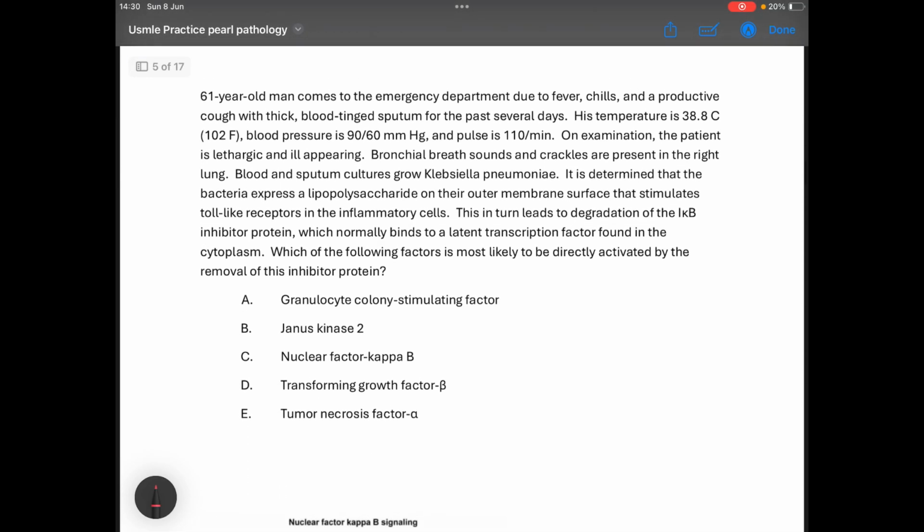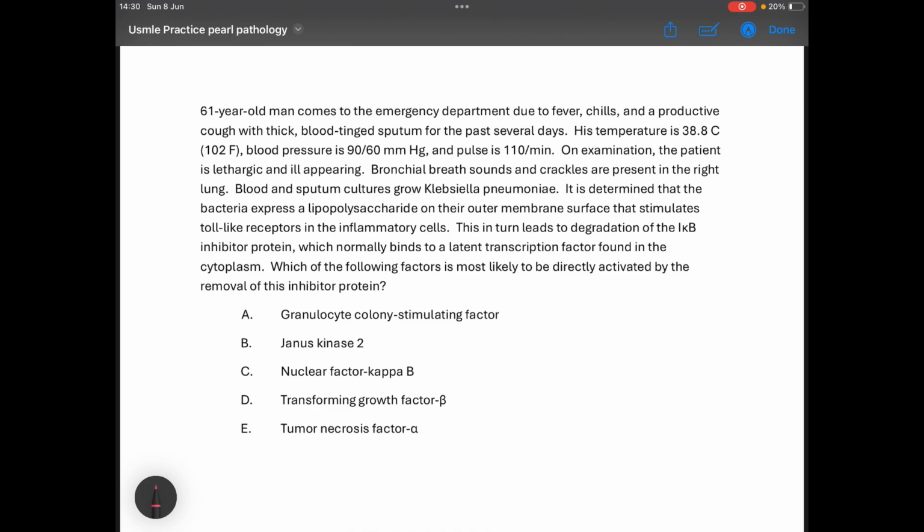Now we are moving to our next question. A 61-year-old man comes to the emergency department due to fever, chills, and a productive cough with thick blood-tinged sputum for the past several days. His temperature is 38.8 Celsius. Blood pressure is 90/60 and pulse is 110 per minute. On examination, the patient is lethargic and ill-appearing, and bronchial breath sounds are present in the right lung.